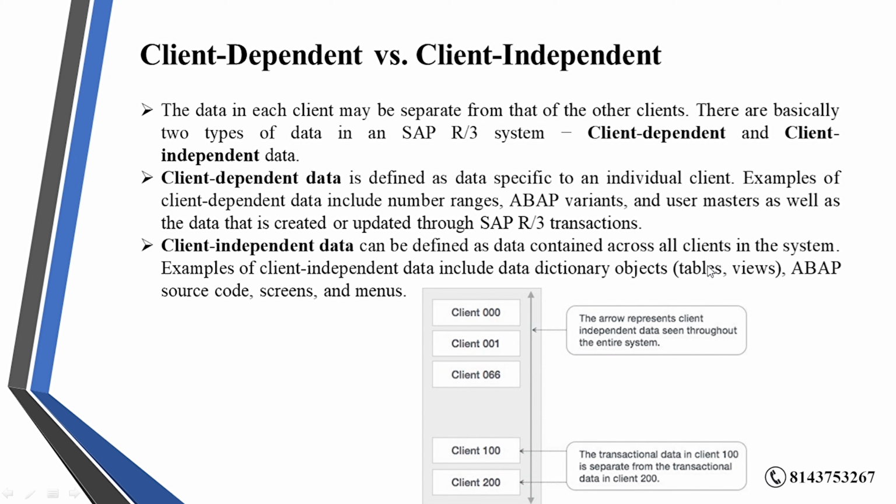Next, client independent data. It is the data which gets transferred to all the clients, known as client independent data. That will be source code, screens, menus, everything. Those data will get transferred to all the clients. That means it is client independent.